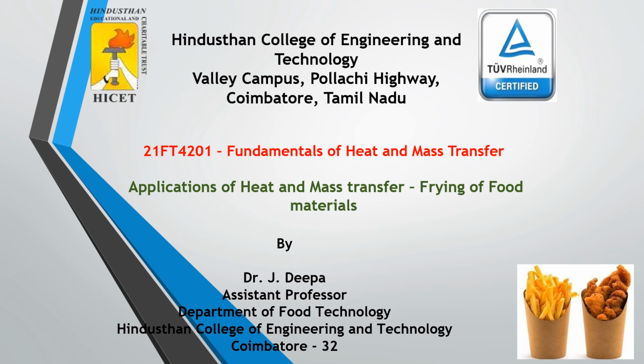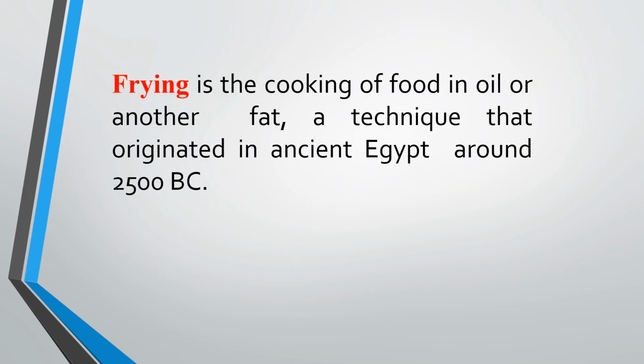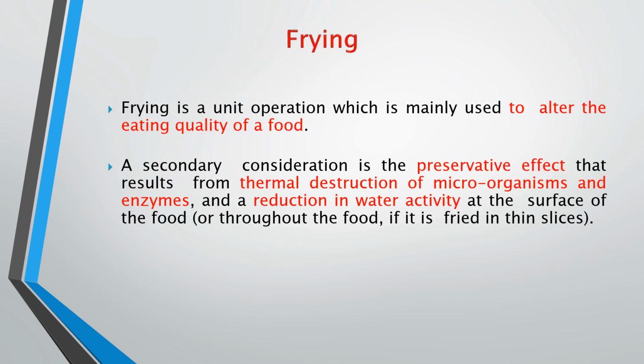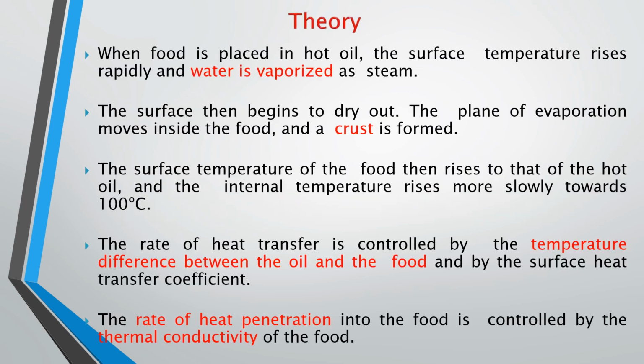This video is related to the applications of heat and mass transfer. Here we are going to see about frying of food materials. Frying is the cooking of food in oil or another fat, a technique that originated in ancient Egypt around 2500 BC. Frying is the unit operation which is mainly used to alter the eating quality of the food. A secondary consideration is the preservative effect by thermal destruction of the microorganisms and reduction in water activity.